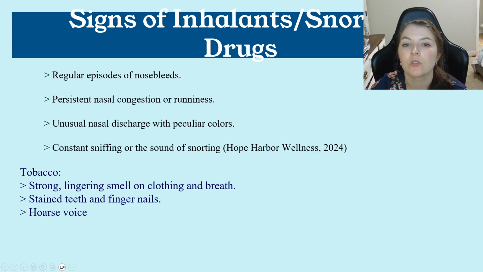Signs of inhalants and snorting drugs. Someone who is snorting drugs may have regular episodes of nosebleeds, which occur because of the drying and irritation of the nasal passages from this drug. They may have persistent nasal congestion or a runny nose, unusual nasal discharge, which may have a peculiar color due to the breakdown of the tissue or caused by an infection. They may have a constant sniff or the sound of snorting, and it may become habitual to these patients.